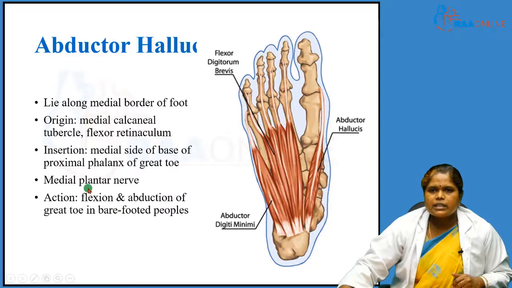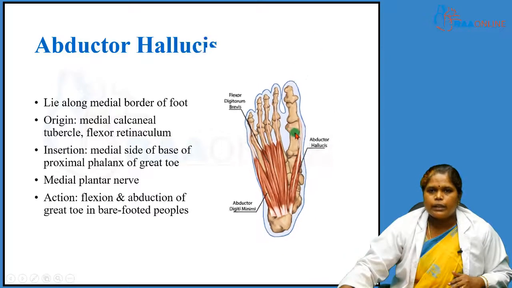It is supplied by the medial plantar nerve. Just remember, there are two nerves in the sole, like the ulnar nerve and median nerve in the hand: the medial plantar nerve and the lateral plantar nerve. The medial plantar nerve is equivalent to the median nerve of the hand, and it supplies the Abductor Hallucis. The action of this muscle is flexion and abduction of the great toe, and this movement is retained only in barefooted people. In shoe wearing people, this movement is not possible. So Abductor Hallucis is the abductor of the great toe.